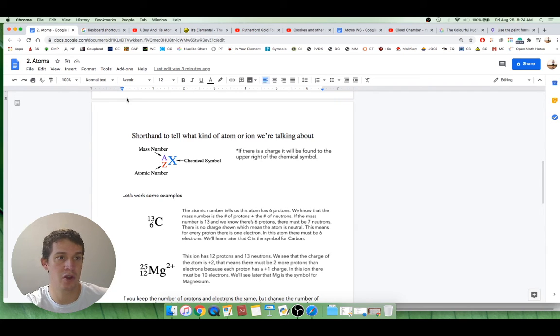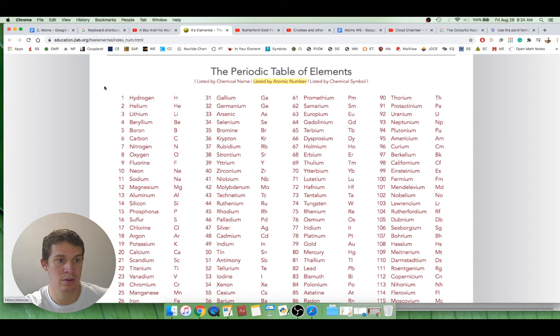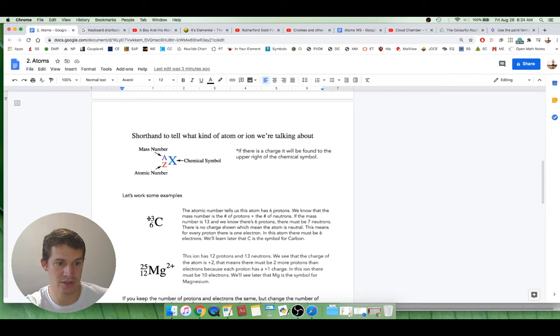If you were really curious, you could go back to this table, go up to number 6, and you see C, which is short for carbon. So this is a carbon atom.